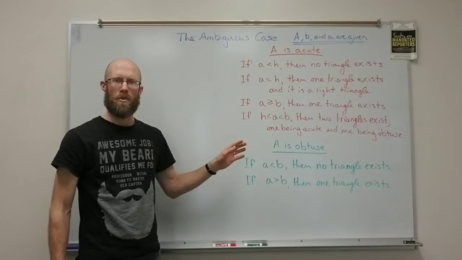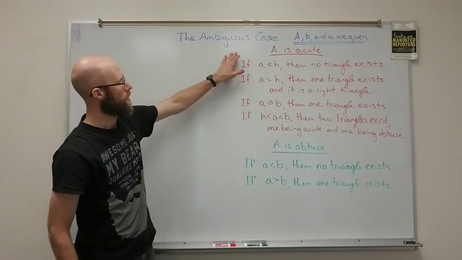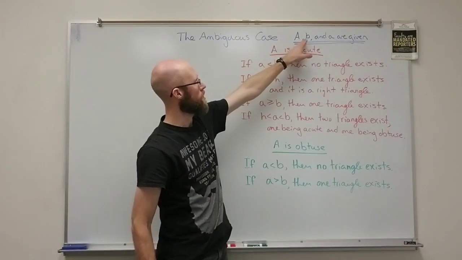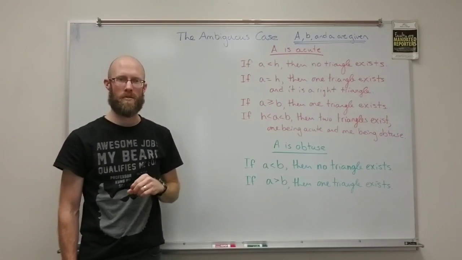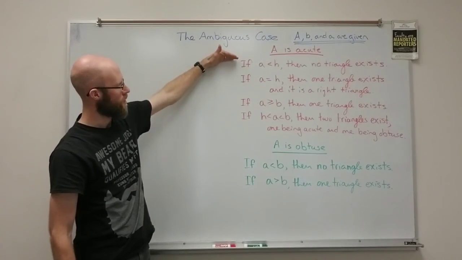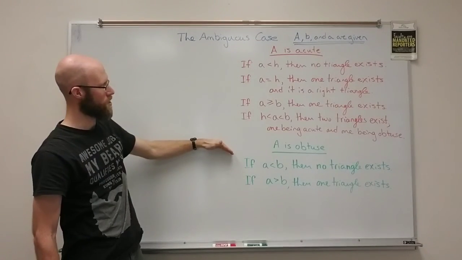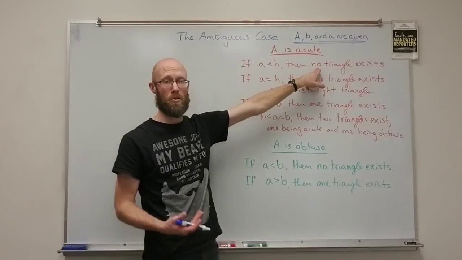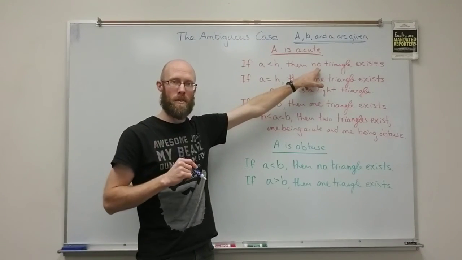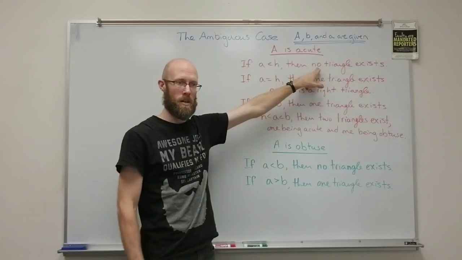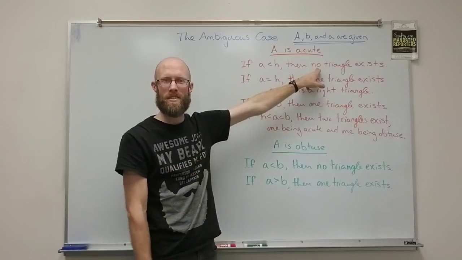So here I have a summary of the ambiguous case of the law of sines. If angle A, side B, and side A are given, that was the situation I showed in the last video, then if A is an acute angle, you have this set of conditions. You have the potential for no triangle if the side A is too short to hit all the way down to side C, sorry.